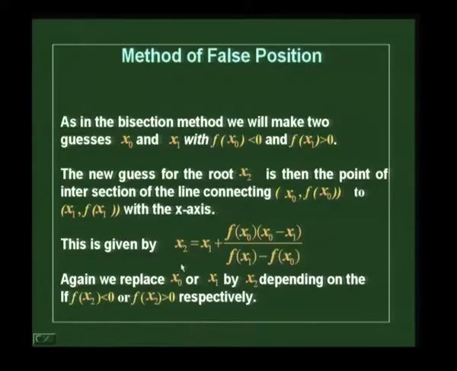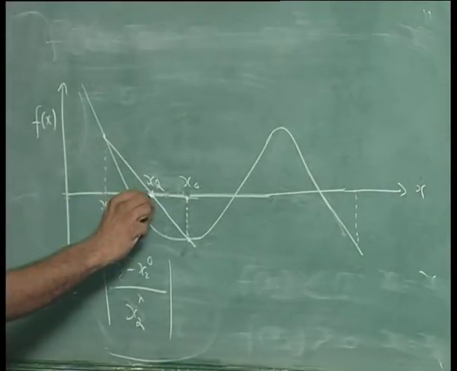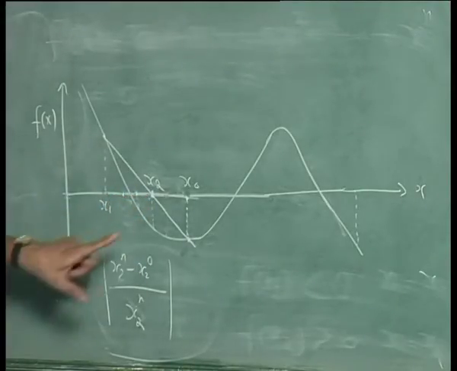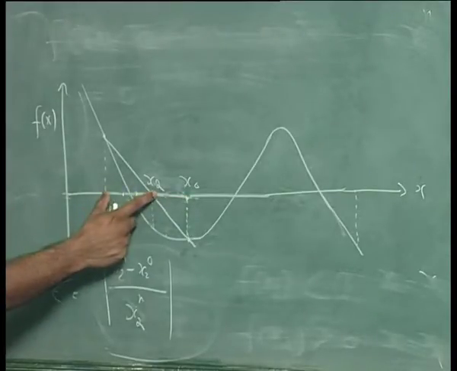Okay, so that gives us the new value x2. Then again we will replace x0 or x1 by x2 depending upon whether it is positive or negative. In this case f of x2 is negative. So in this particular case we will replace x0 by x2, and we now have two solutions.